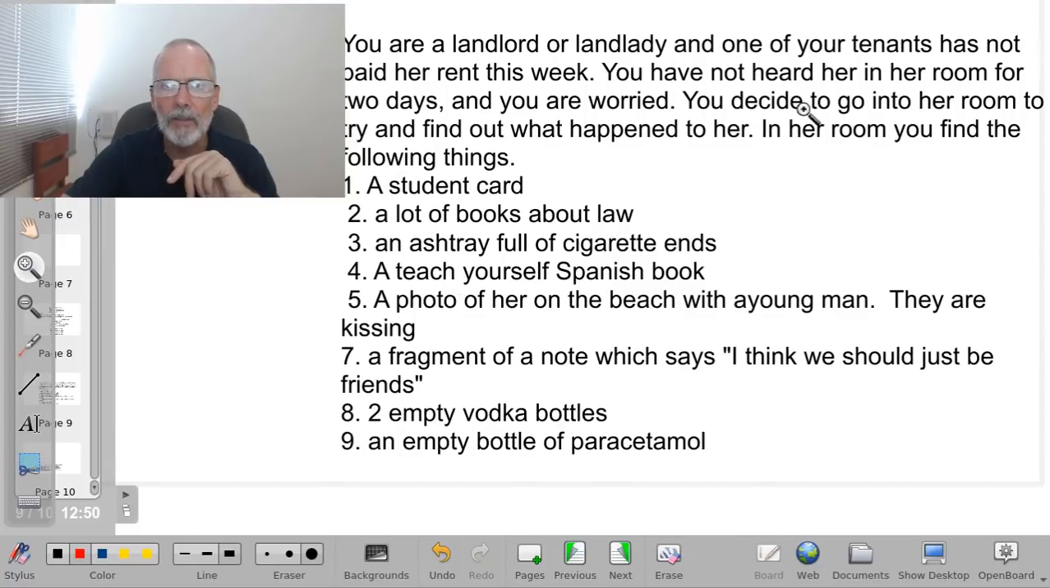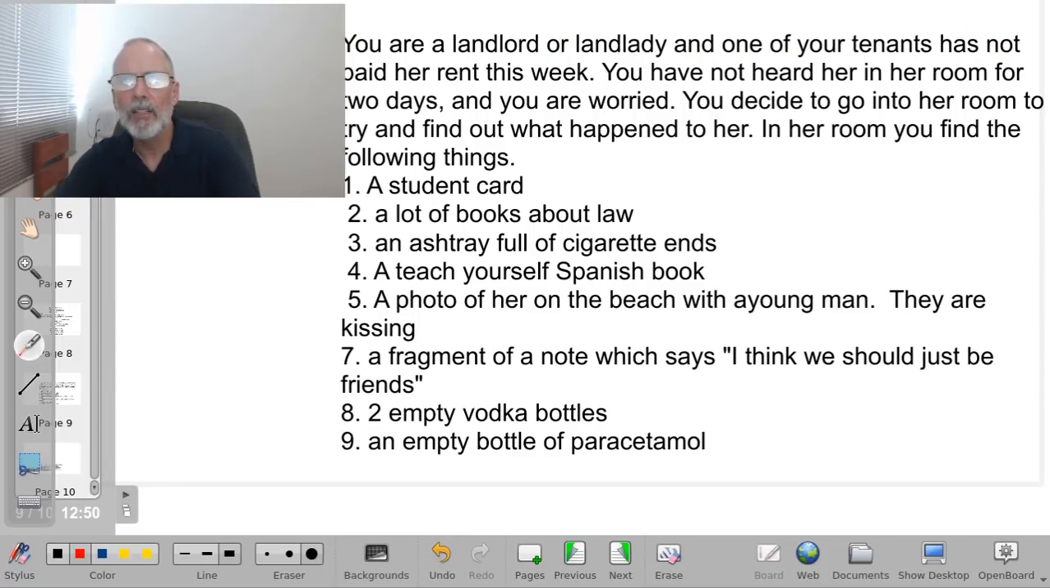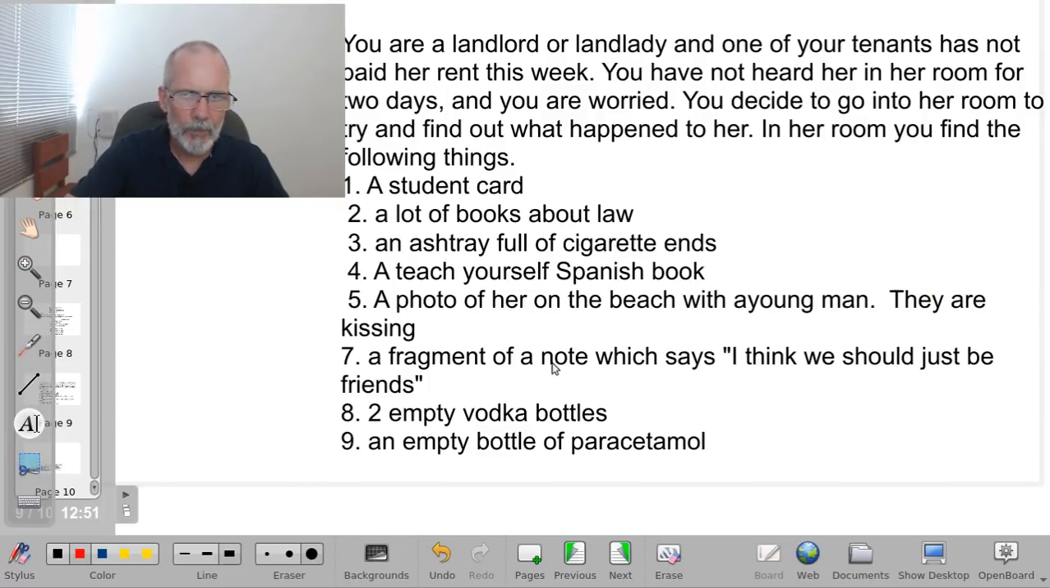So let's go back to this. You are a landlord or landlady and one of your tenants has not paid her rent this week. You have not heard her in her room for 2 days and you are worried. You decide to go into her room to try and find out what happened to her. In her room, you find the following things: a student card, a lot of books about law, an ashtray full of cigarette ends. An ashtray is a place where you put the cigarettes. A teach yourself Spanish book. A photo of her on a beach with a young man. They are kissing.